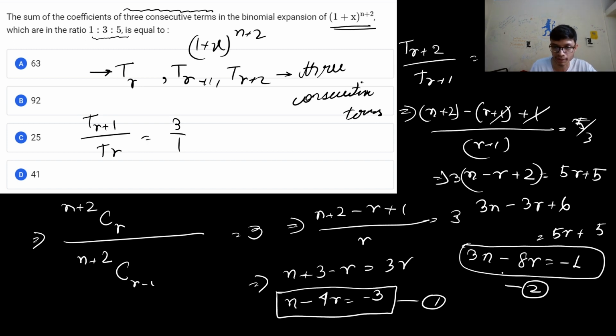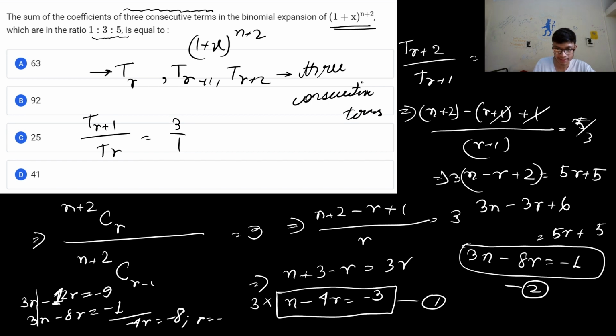तो दोनों इक्वेशन को सिंपली सॉल्व करना है. सो दोनों इक्वेशन सॉल्व करने के लिए मैं क्या करता हूँ, फर्स्ट इक्वेशन को 3 से मल्टीप्लाई करता हूँ. सो 3 से मल्टीप्लाई करूंगा तो मुझे मिलेगा 3n माइनस ऑफ 12r इज इक्वल टू माइनस ऑफ 9, और सेकंड से मिलेगा 3n माइनस 8r इज इक्वल टू माइनस ऑफ 1. तो इसको मैं सिंपली सब्ट्रैक्ट कर दूंगा. सब्ट्रैक्ट करने पर दिस 3n विल कैंसिल एंड दिस विल बिकम माइनस ऑफ 4r इज इक्वल टू माइनस ऑफ 8. सो यहाँ से मुझे r का वैल्यू 2 मिल जाएगा.